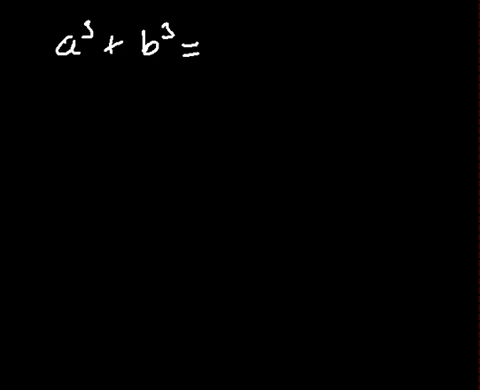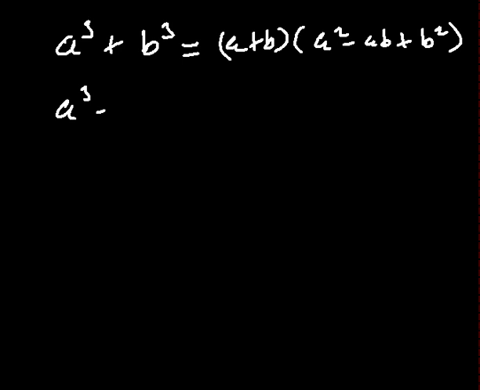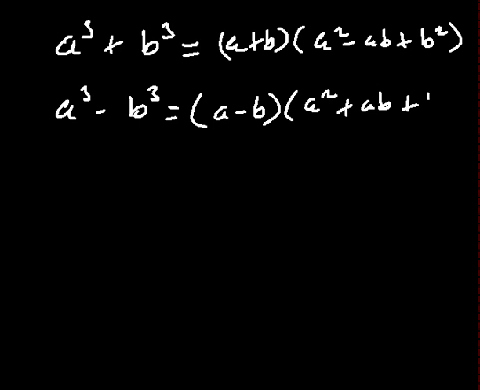So the factorized form of this expression will be given as a plus b, times a squared minus ab, plus b squared. And likewise, we have the difference of two cubes, let's say a to the power 3 minus b to the power 3. The factorized form of this expression will be a minus b, times a squared, plus ab, plus b squared.